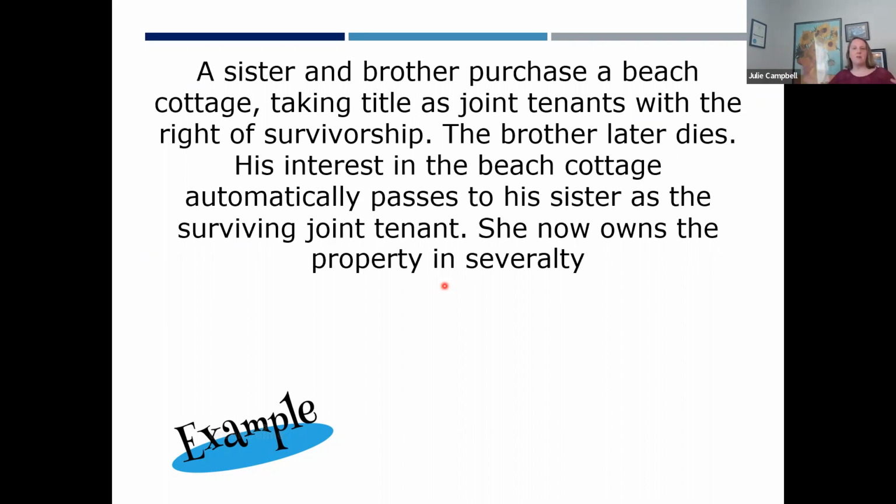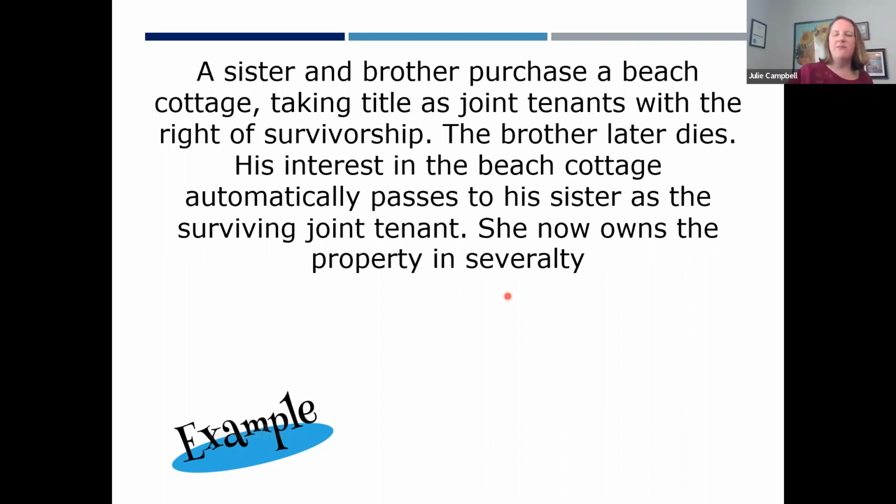Why did it automatically pass to her? Because they added right of survivorship. Had they not added that, then whatever his will says will happen to his interest. Who's going to get that interest? Who's going to get that property? If it's not added, then it goes to their heirs. So it either goes on to the owner with right of survivorship, or it goes on to their heirs.